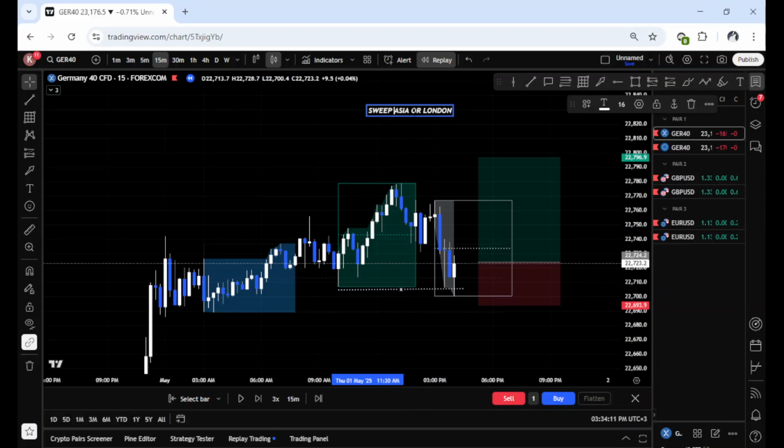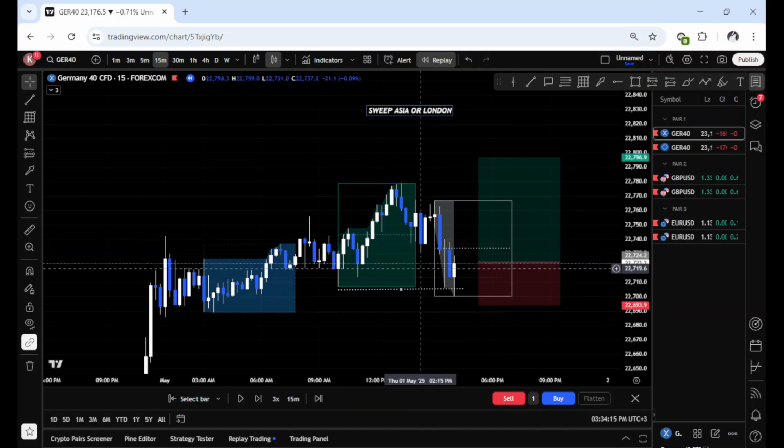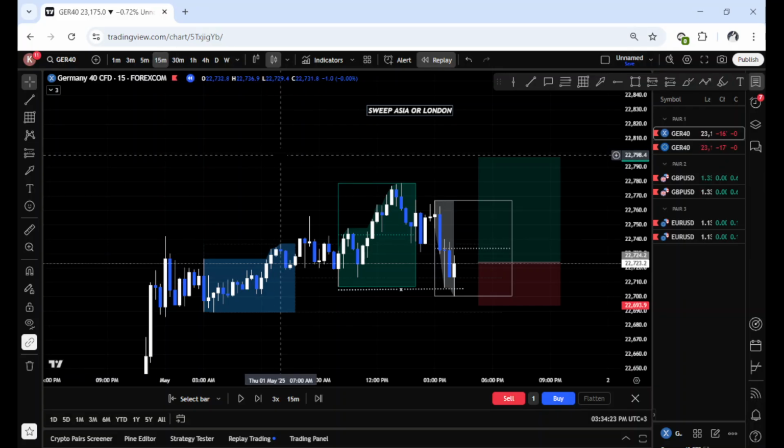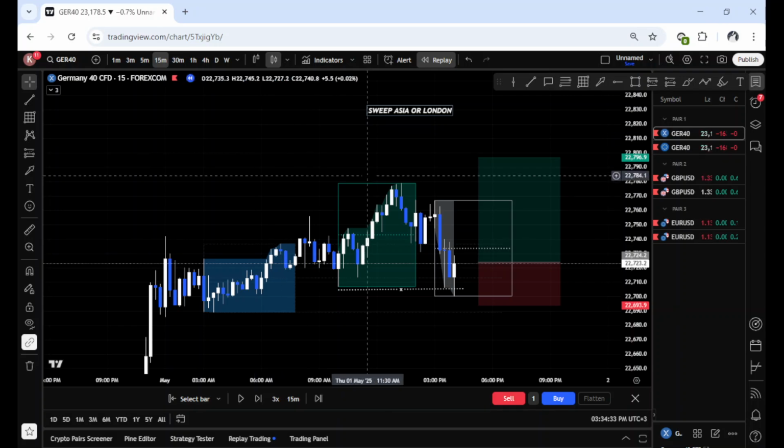If we get a sweep of Asian low, we don't just rush to take entries. You wait for a change of character in 1 minute if you are on 15 minutes. This strategy only applies on 15 minutes and 30 minutes, so you don't have so many markings in your chart, a lot of breaks of structure and so much confusion, because I only use it on 15 minutes or 30 minutes and nothing more.